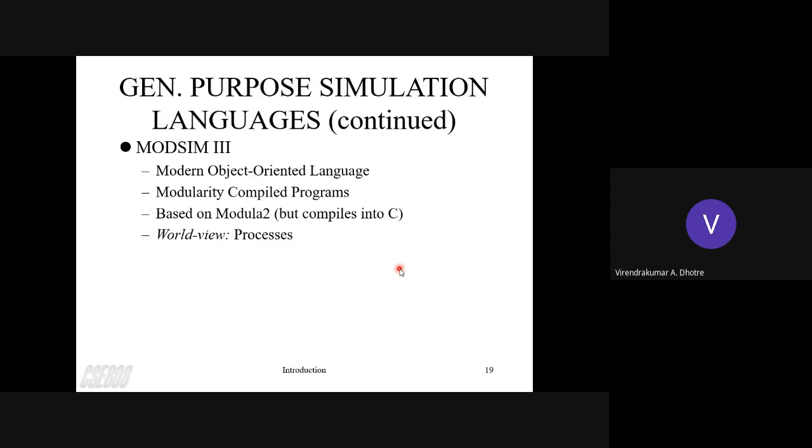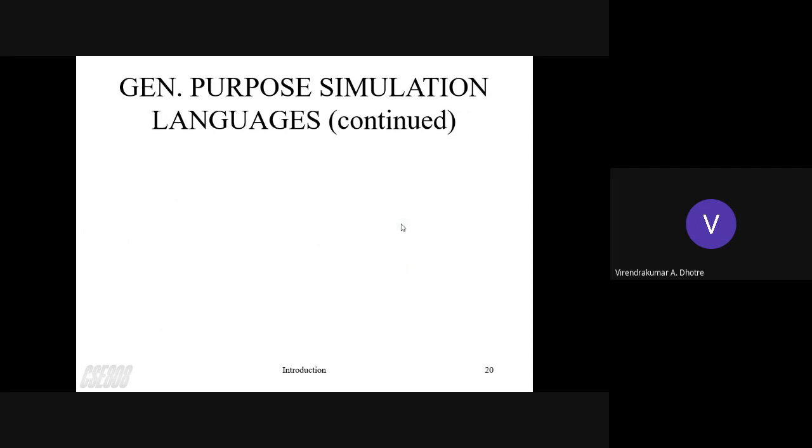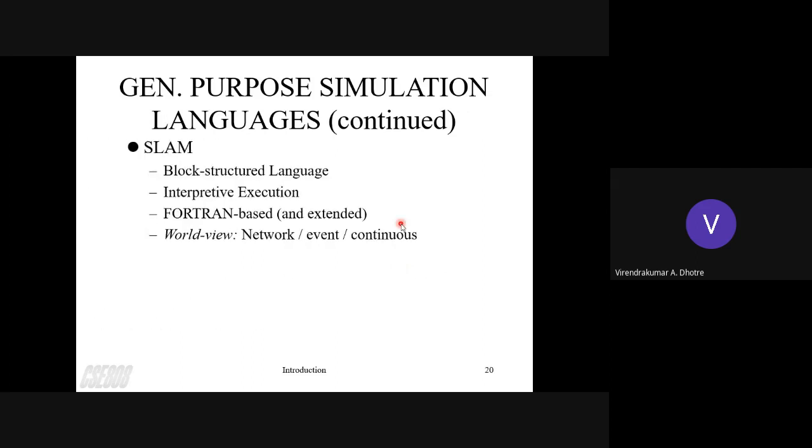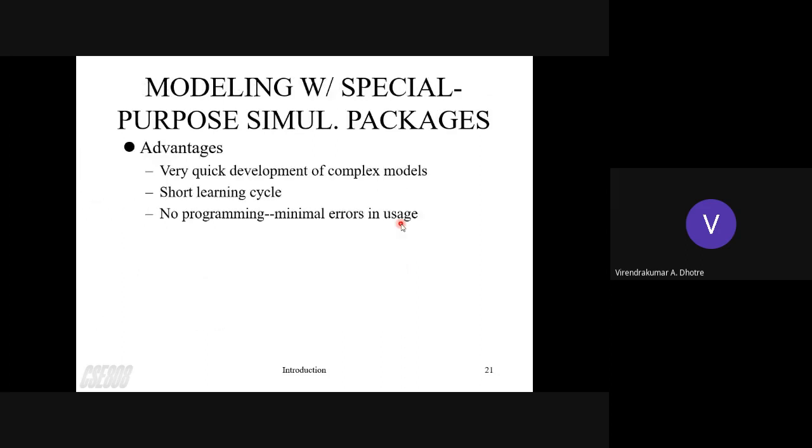There's also one more, Sim3, which is a modern object-oriented language. We can have this again as a world view of processes we can see. Simula is also there. SLAM, CSIM. All these are special purpose simulation packages which we can use. The advantage is that we can create very quick development of complex models by using these. We have very small errors, minimal errors.